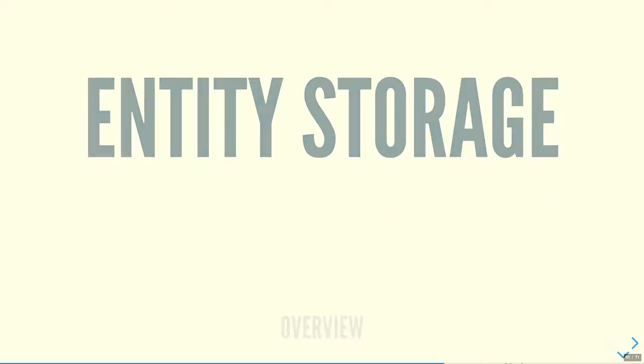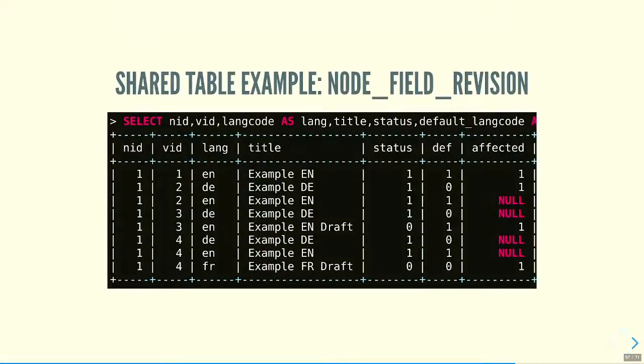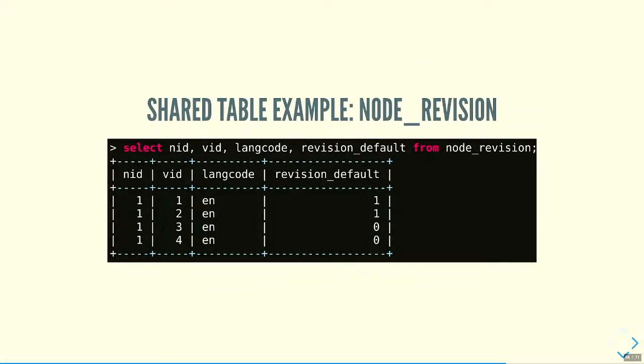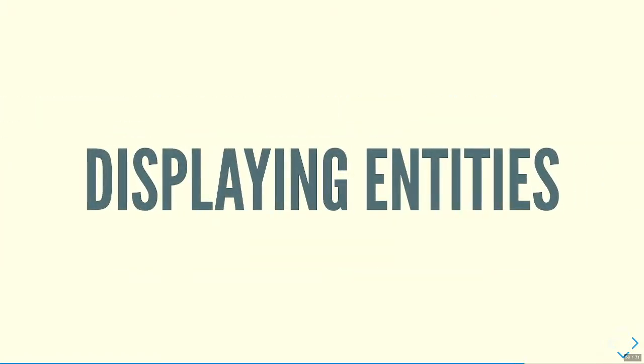As mentioned, the storage topic I'm skipping. It just goes a bit into details on how the storage works and what tables you have. If you're interested, you can look it up. There are a bunch of tables and data, and basically this explains how it looks when you have translations and revisions, and what's stored in each table. So skipping this, displaying entities.